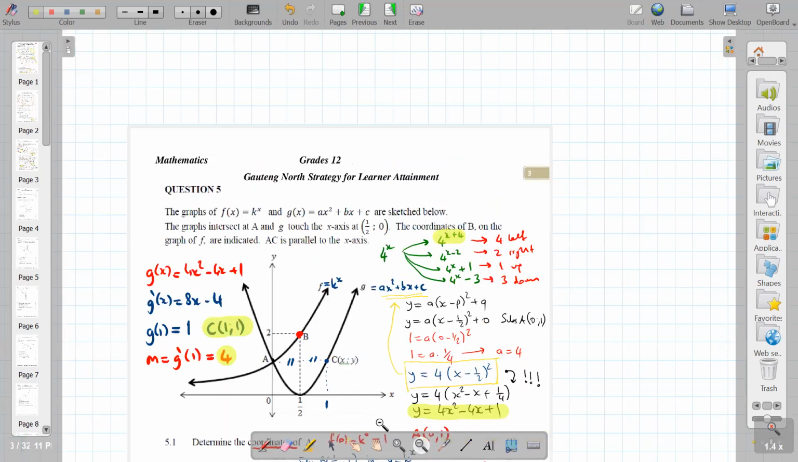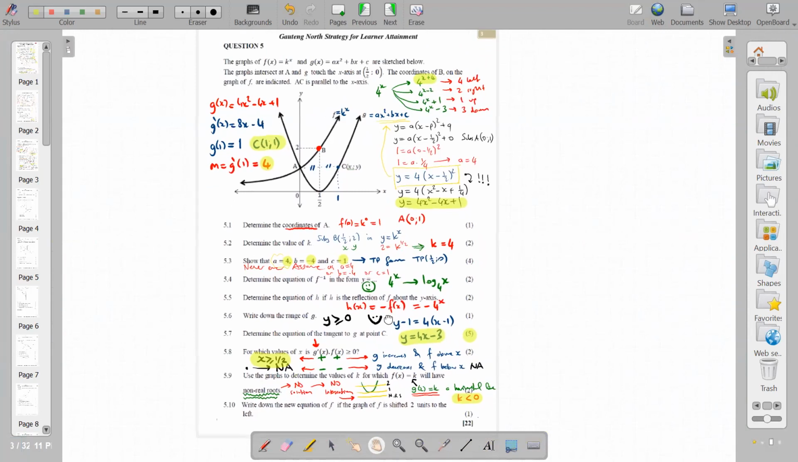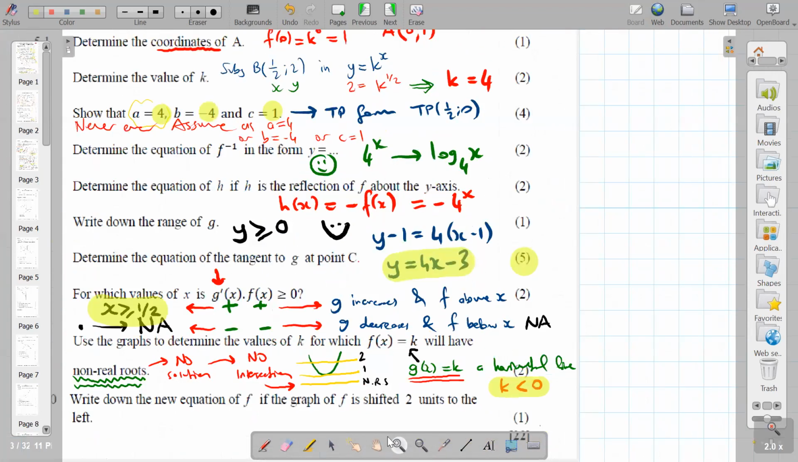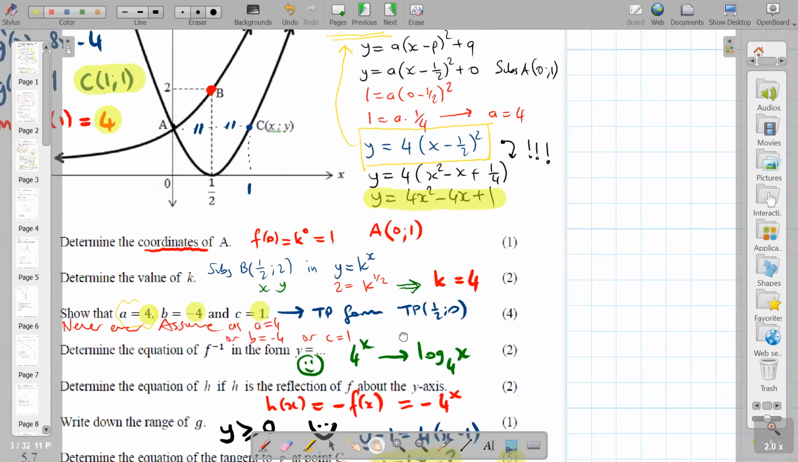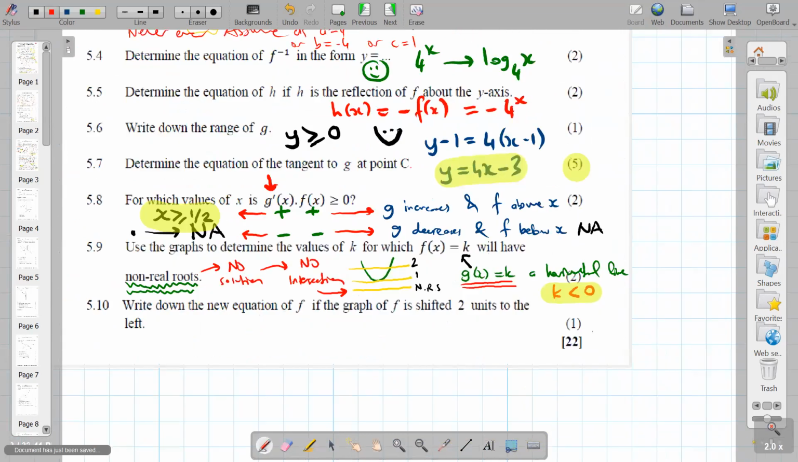Okay, so this was the parabola and exponential question combined. Oh, sorry, actually the question says only 2 units left. So my bad, let's write the answer down then. It's going to be y is equal to 4 to the power of x plus 2. That's the answer, because it just says 2 units.